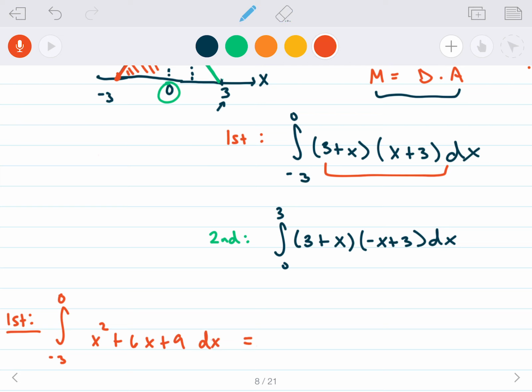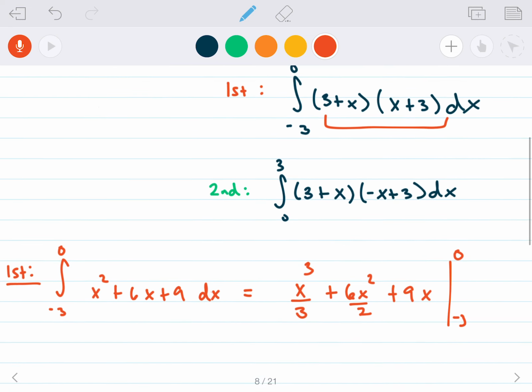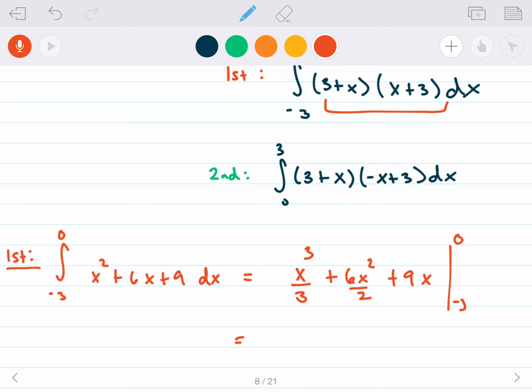All right, so finding the antiderivative of this function, I get x to the 3 over 3 plus 6x squared over 2 plus 9x, and I'm going from -3 to 0. So first of all, if I plug in 0, all of that goes to 0. So I have 0 minus, and then if I plug in -3 for x, I get something ugly. Let's see what it is.